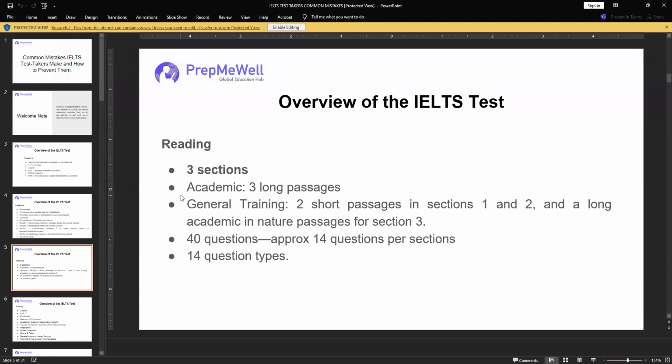Then we have 14 different question types. Just like in listening, they're not going to ask you all 14 question types on your test day. They will just ask you some of them. There are some common, popular ones that you are likely to see on your test day, like multiple choice, matching headings, note completion, and summary completion. Those are common to an extent.